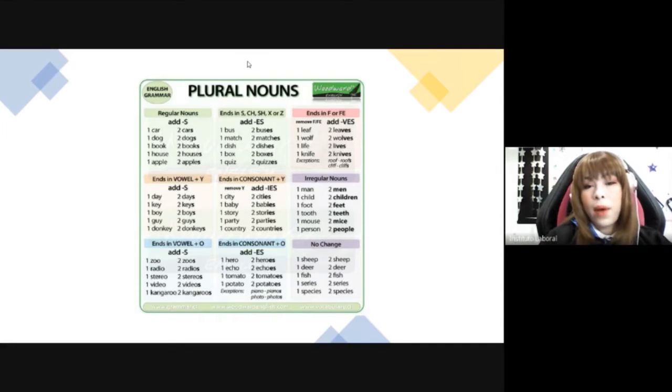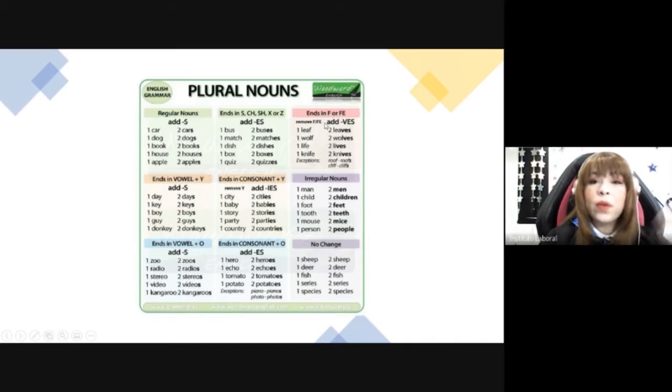Then you say a bus, two buses. Match, two matches. A dish, two dishes. One box, two boxes. One quiz, two quizzes. Remember, this is the case when the words end in S, CH, SH, X, or zeta.